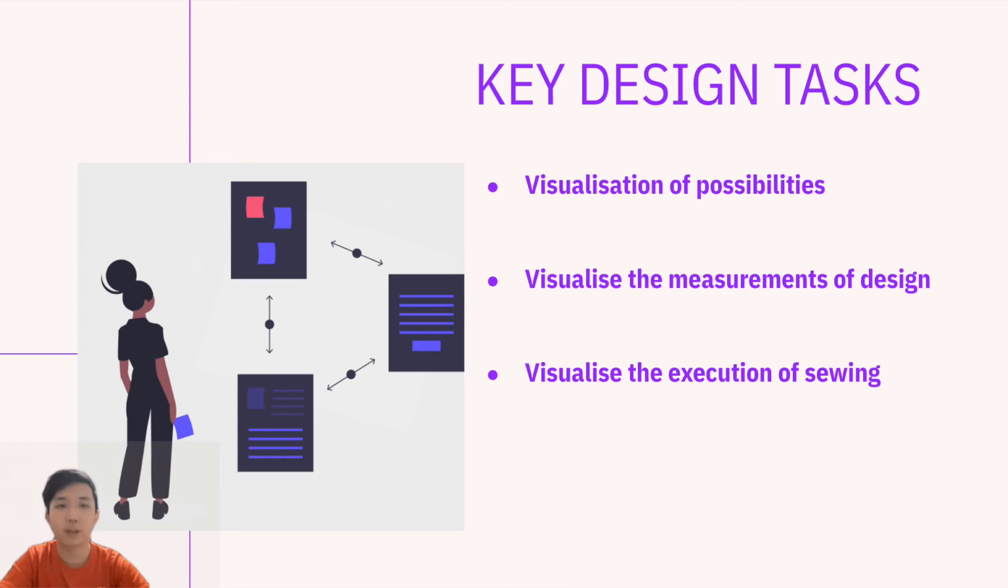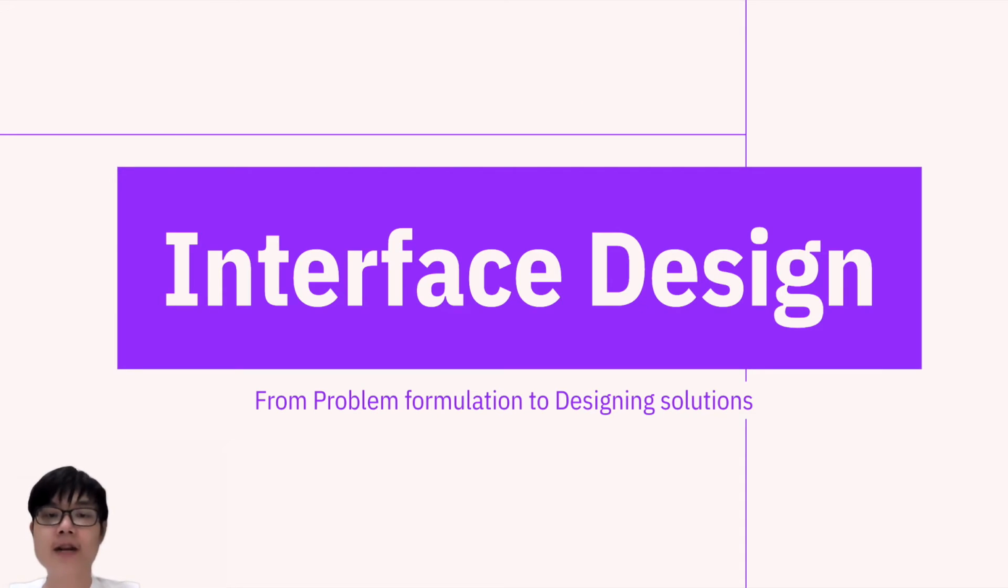All of this fed into our key user tasks: the visualization of possible upcycling projects with what clothes they have, visualizing the measurements of the design product, and lastly, visualizing the execution of sewing through breaking it down into clear steps with tracings. After formulating the problem, our focus moved towards designing a core set of features, as well as an interface that users would find intuitive.